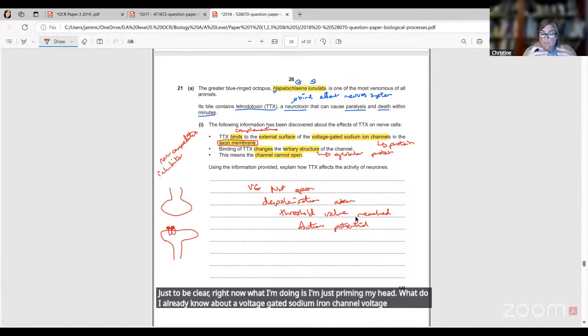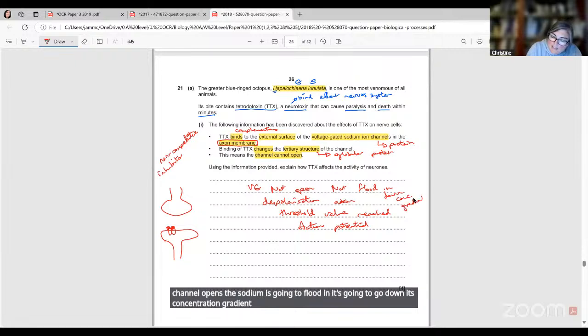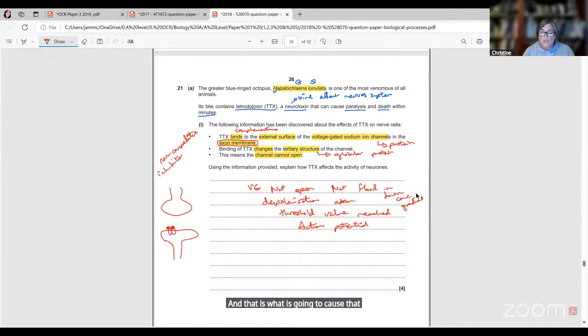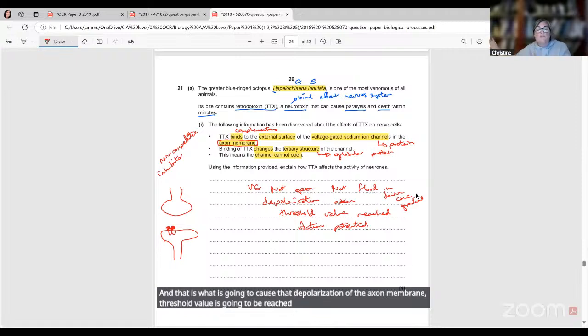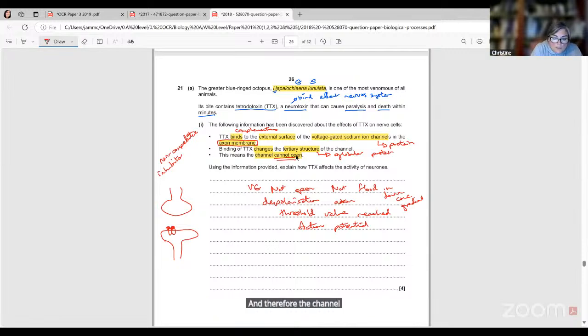Voltage-gated sodium channel opens, the sodium is going to flood in, it's going to go down its concentration gradient. And that is what is going to cause that depolarization of the axon membrane. Threshold value is going to be reached. We've got an action potential. We therefore have that impulse moving down through the neuron. So they're telling us that this TTX is going to bind. When it binds, it's going to change the tertiary structure, and therefore the channel cannot open.